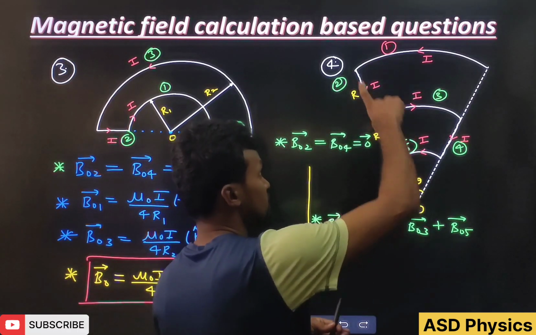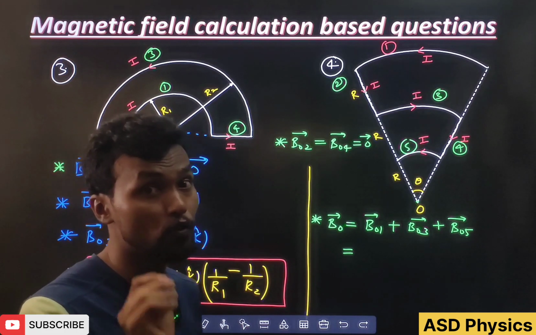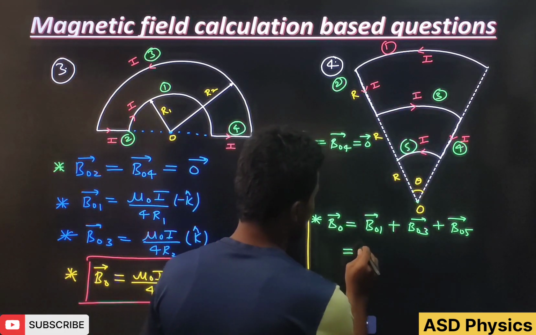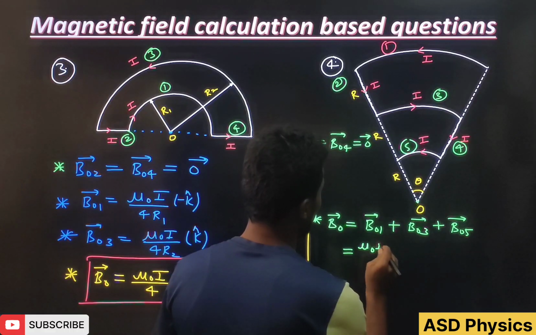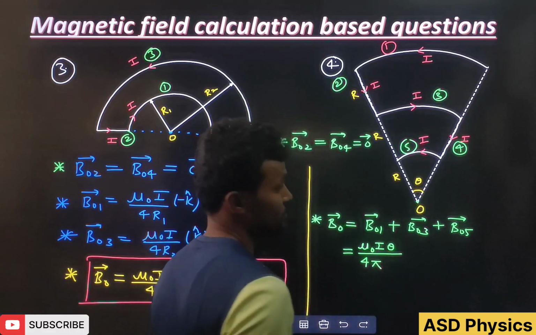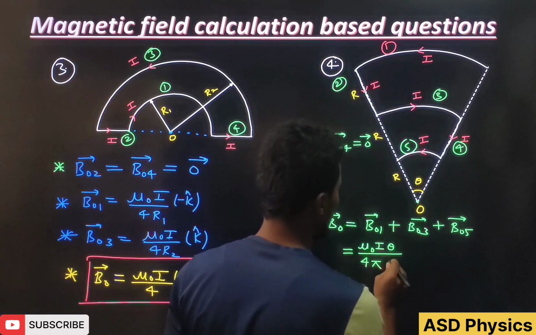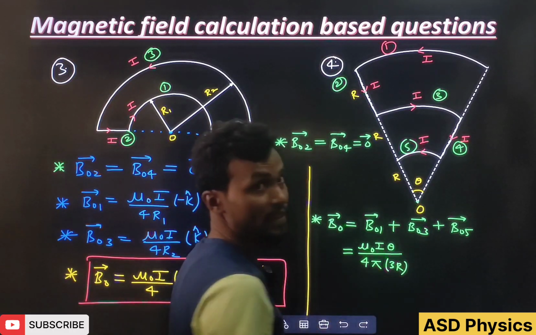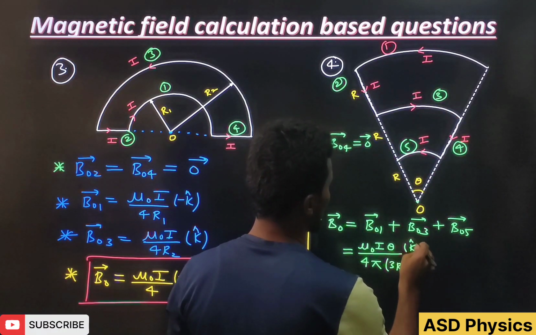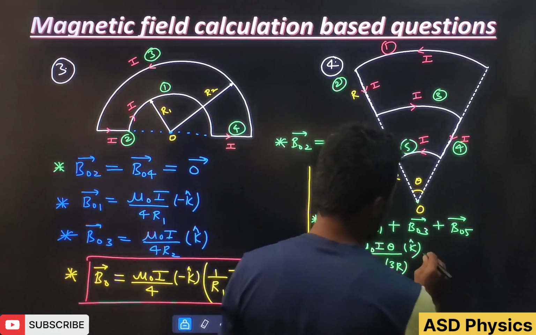So now you think here. This is R, this is R, this is R. And what is the formula? Mu naught I theta by 4 pi R, R is the radius. So for section 1, mu naught I theta by 4 pi, total radius how much here? R, R, R. Total 3R. Direction which side here? You can see outward, so we'll write K cap. This is the thing. After that you have to just simplify this. I am just telling the basics.